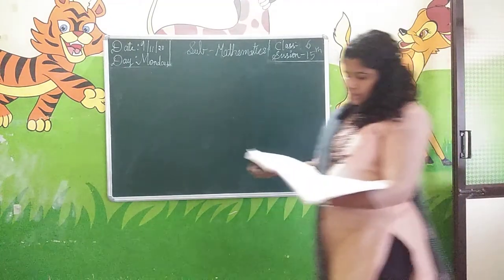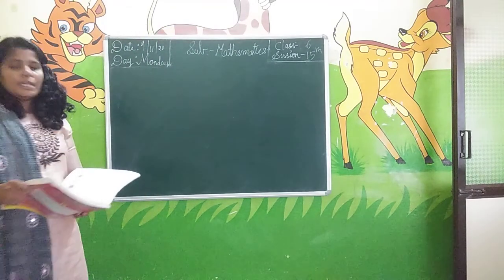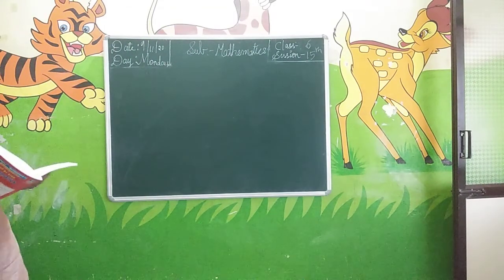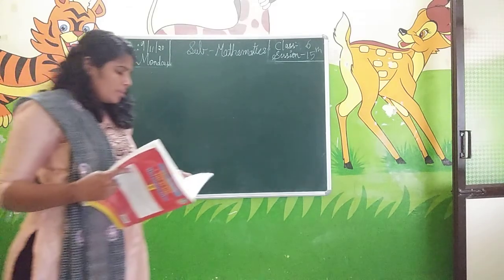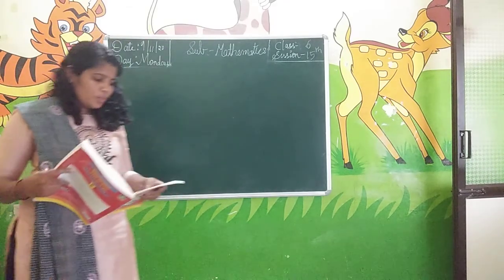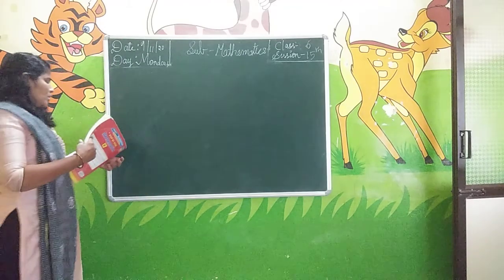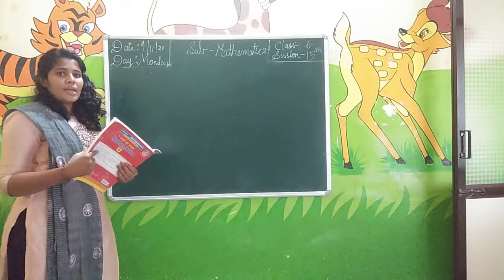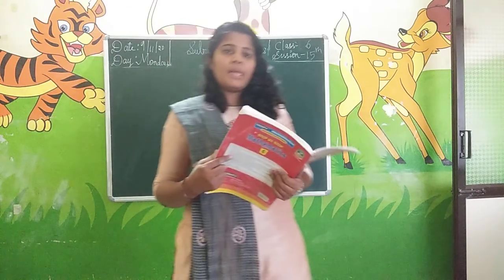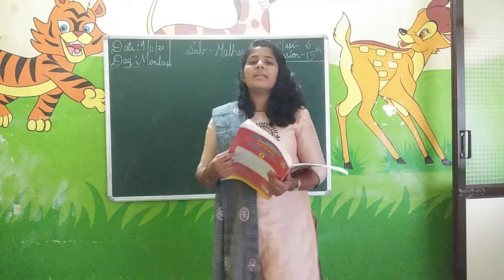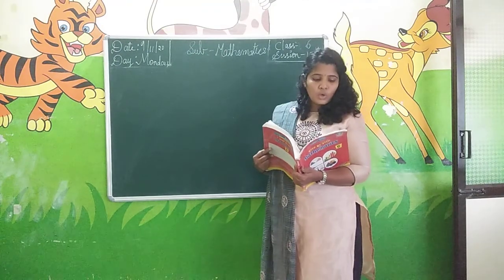Good morning, students. In the previous class, I explained the properties of multiplication. We have gone through the closure property, commutative property, associative property, and multiplicative identity. What is the closure property? If you multiply any two whole numbers, then we will get a whole number as the answer. That is the closure property.